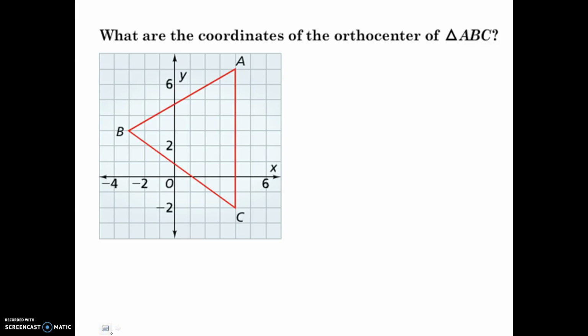And then we'll try one more time, so why don't you pause this video, try to find the orthocenter, and then when you press play again, you'll see the solution. So if you constructed the altitudes correctly, you'll see that the orthocenter is at 1, 3.